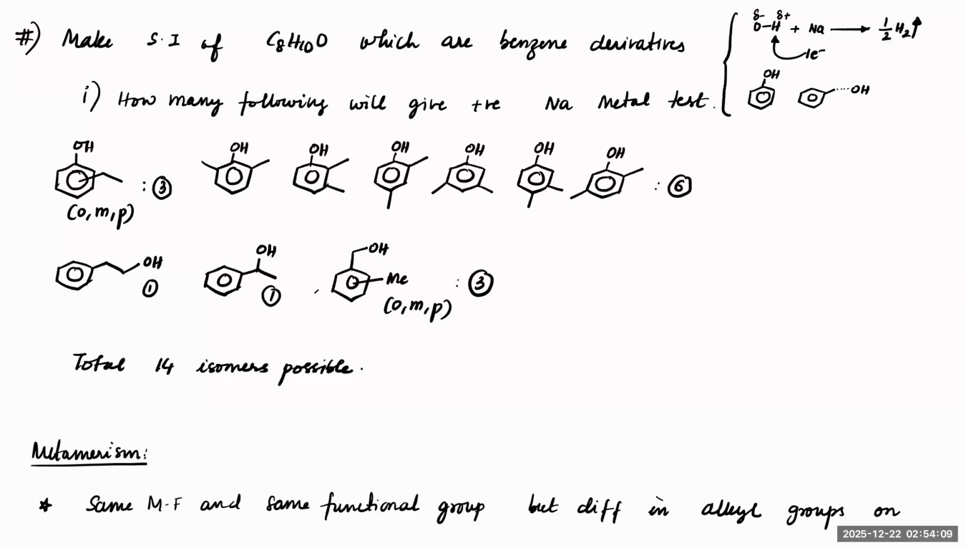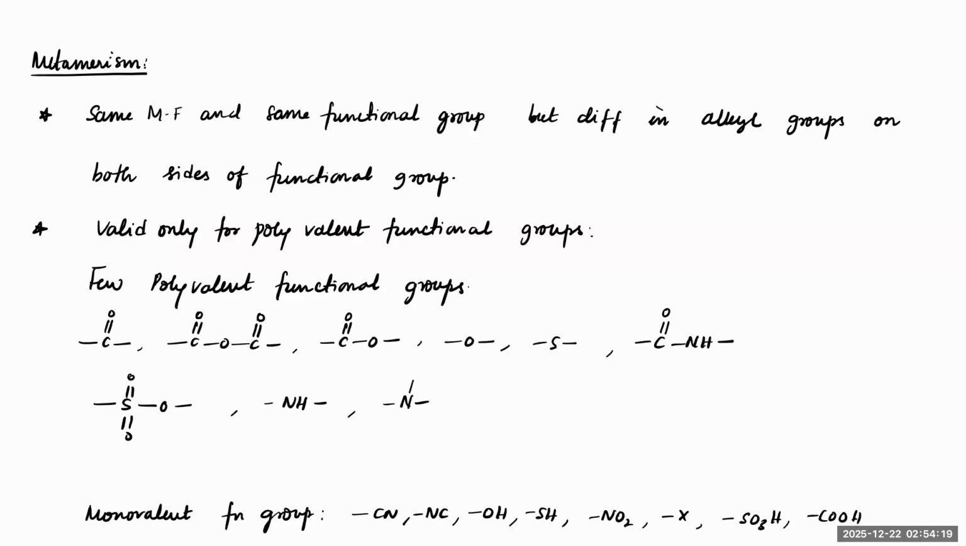Good. Next one, metamerism. The next type of structural isomerism which we will learn is metamerism. So far, we came across three different kinds: chain, positional, and functional. The fourth one being metamerism.